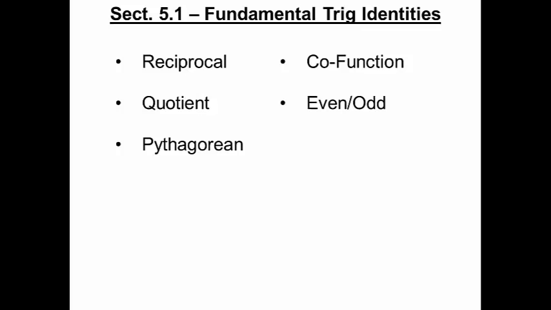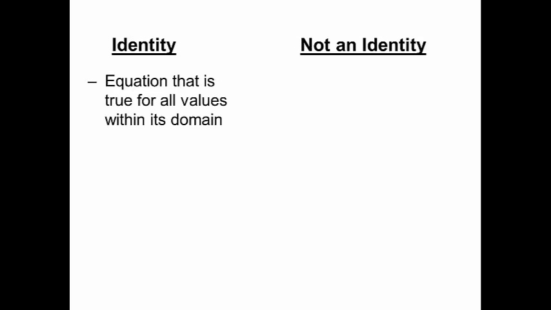Altogether, there's going to be 23 of them. 23 fundamental identities that you need to have memorized before you move on to the next section. Good news is that they're not that difficult. They have very much to do with each other, and they follow patterns, which makes them very easy to memorize. So let's start going through them. But before we do that, let's clarify what I mean by an identity. Now, in algebra, an identity is an equation that is true for all values within its domain.